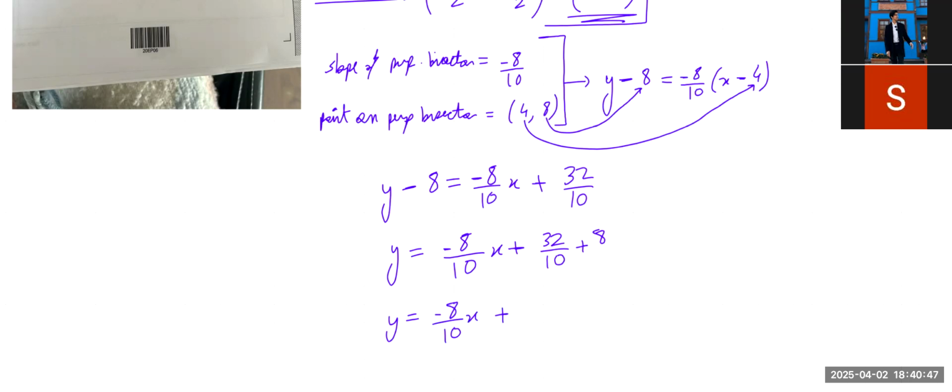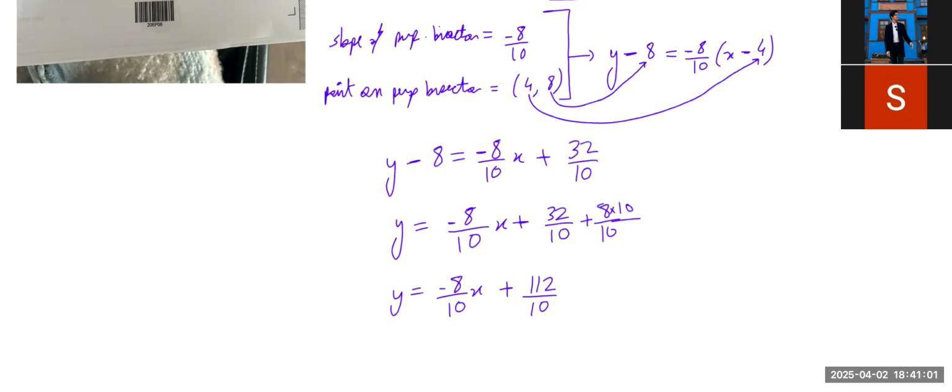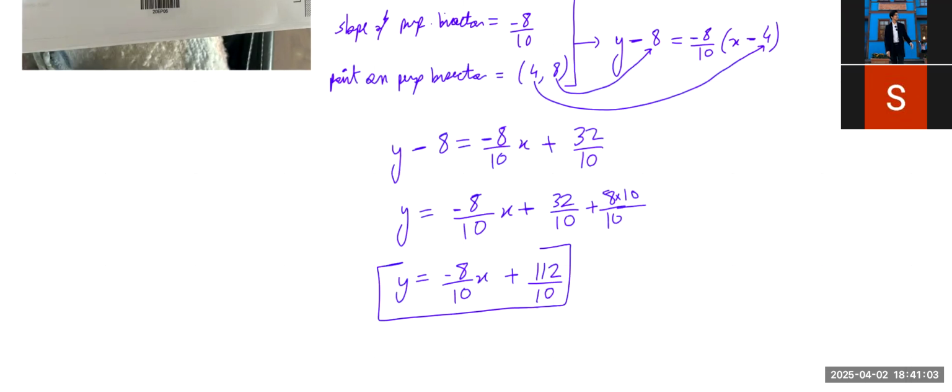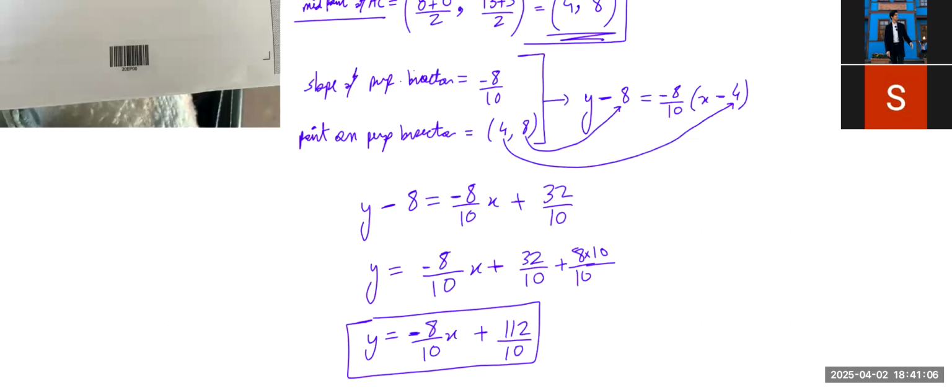If you add these two together, you can multiply the top and the bottom of this by 10, which will give you 32 plus 80, which is 112, if I'm not wrong. 32 plus 80 would be, yes, 112. And that is it. So now it looks like the form you're more familiar with. But as you can see, this is essentially just an unsimplified version of the equation of the line. You can leave it like this in your exam and you'll get the points.